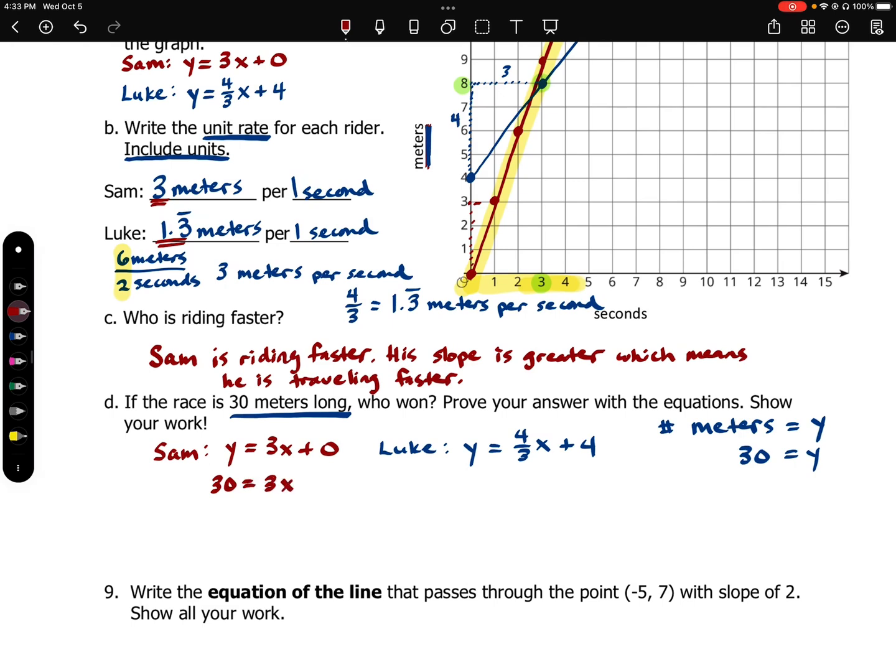So we have 30 is equal to 3 times x, and then plus 0 we don't need to write on there. But when we divide each side by 3, we'll get 10 is equal to x. That means that it took Sam 10 seconds.